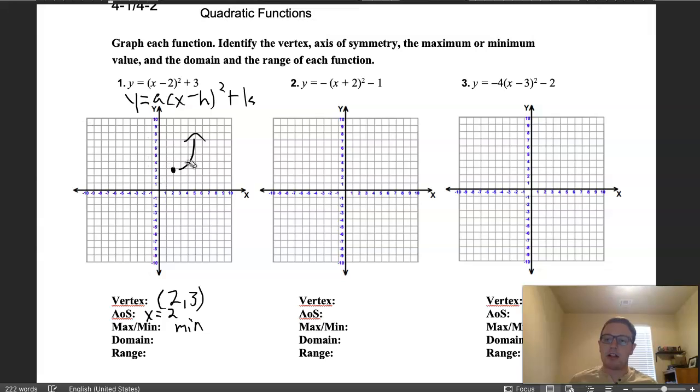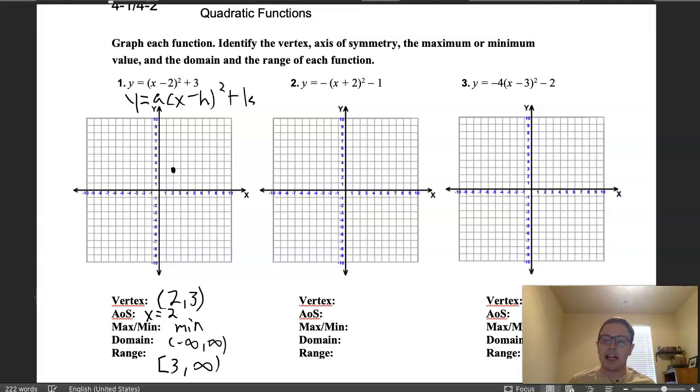And what will our domain and range be? For a quadratic, our domain is always going to be all real numbers, so minus infinity to positive infinity. And our range, we said this value is our minimum. So 3 is our minimum here. And we're going to go all the way up to positive infinity.